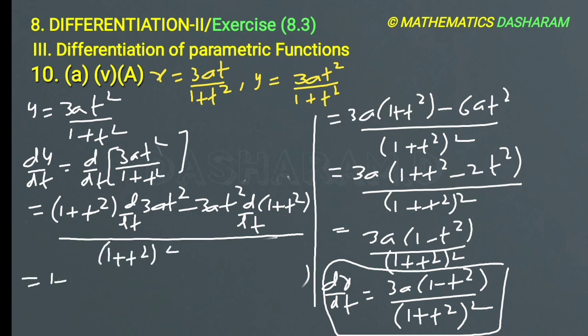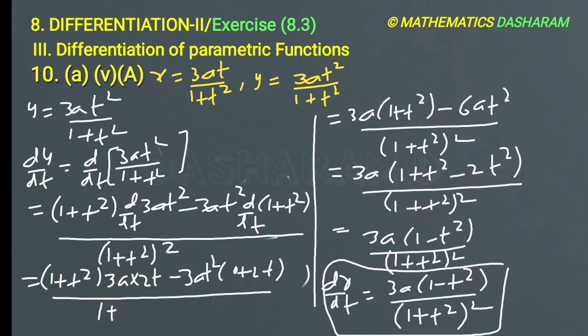So it is equal to 1 plus t square bracket of 3a t square derivative is 3a into 2t, so minus 3a t square into 0 plus 2t divided by 1 plus t square whole square.